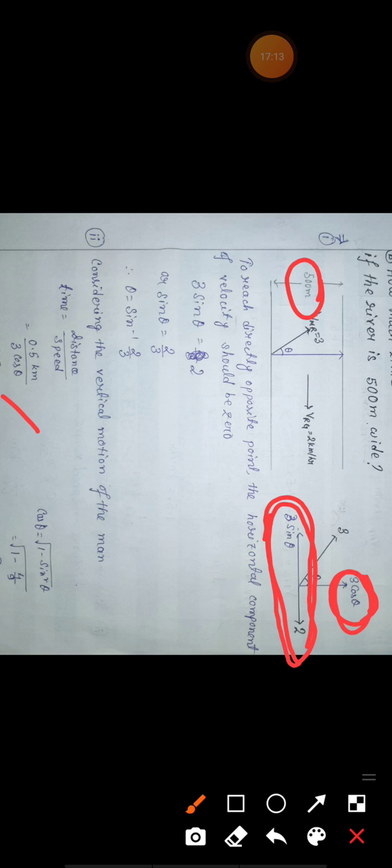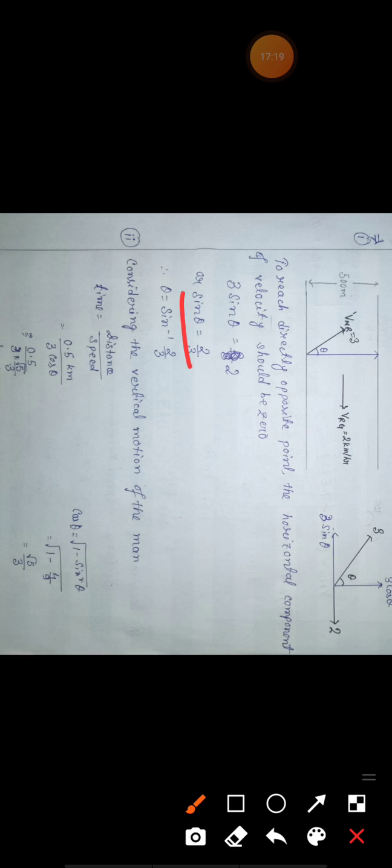And what is the value of 3 cos theta? Here sin theta is equal to 2 by 3. So from here you can write cos theta equals root over 1 minus sin square theta. The value of sin theta is 2 by 3, so that means root over 1 minus 2 by 3 whole square. 2 by 3 whole square means 4 by 9. So that means root over 5 by 9, which equals root 5 by 3.